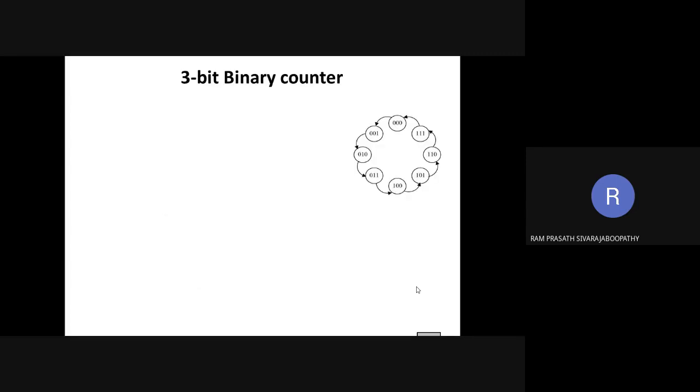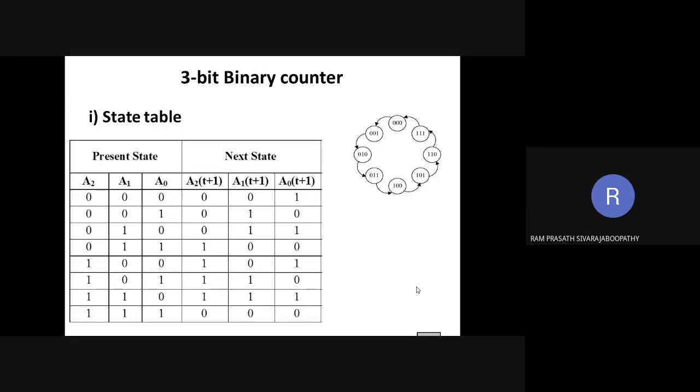We have to draw the state table. You can see 000 means 001, 001 means 010, 010 means 011, 011 means 100. See, we can fill it in like that. What should be the next step? Here also we are going to use the T flip-flop. What is the next step? The excitation input for the 3 flip-flops. See how the flip-flop names are given here.